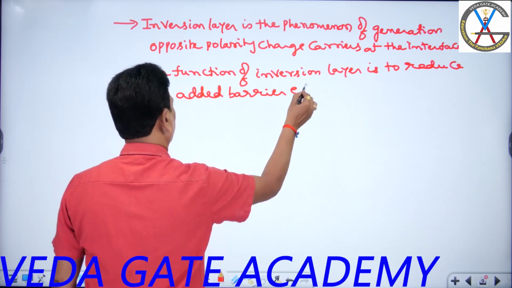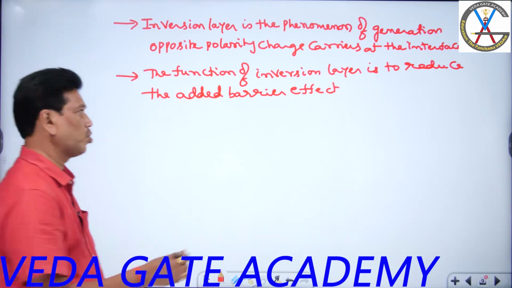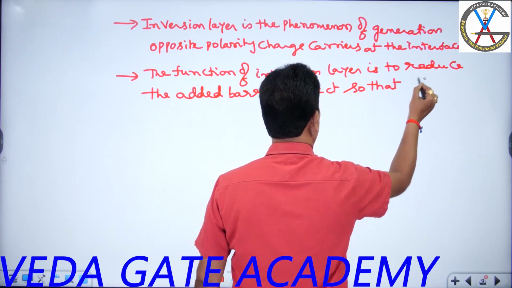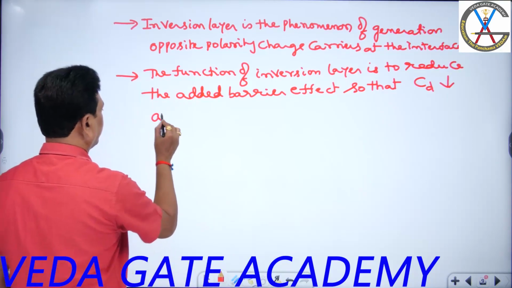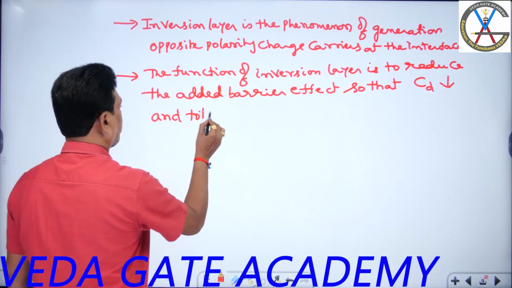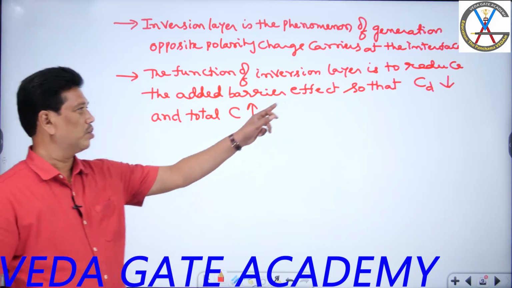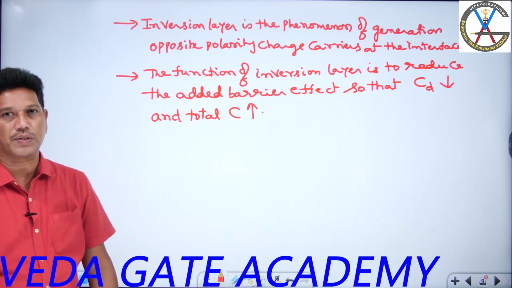So reduce the barrier effect, sir, so that the depletion capacitance is decreasing and the total capacitance increases, sir. Right? So the depletion capacitance decreases and the total capacitance keeps increasing, sir.